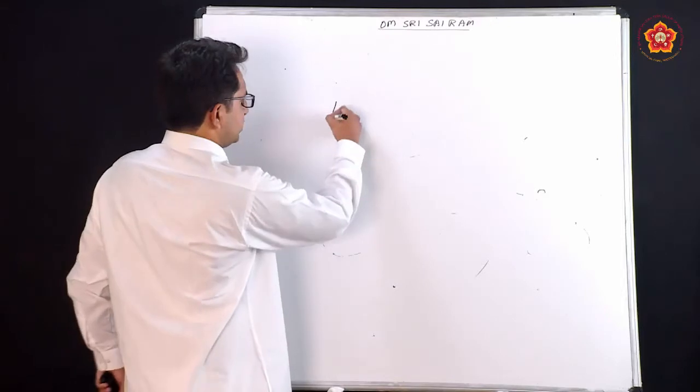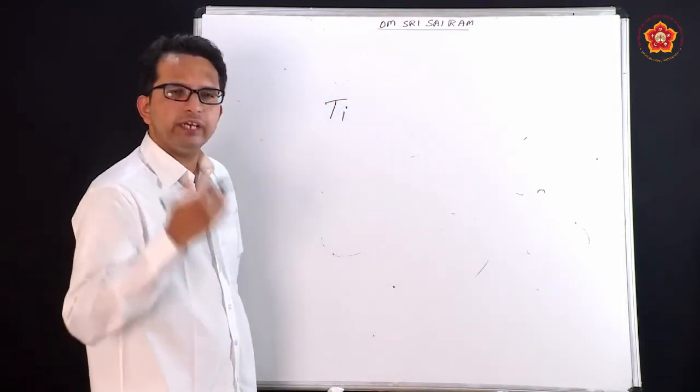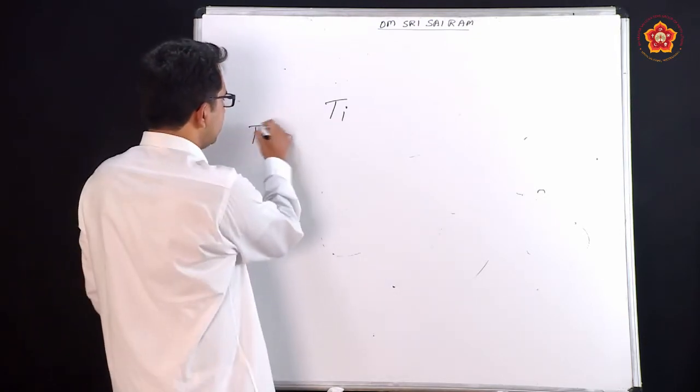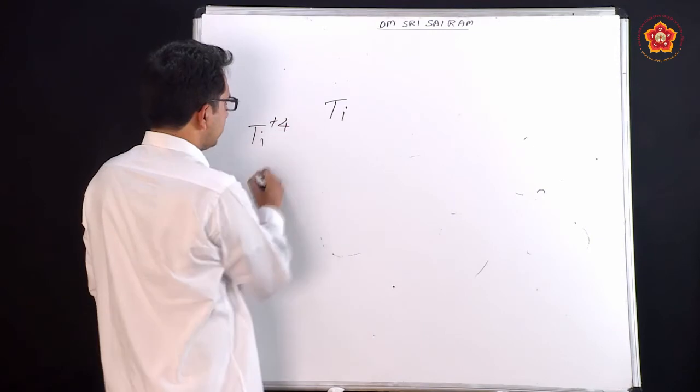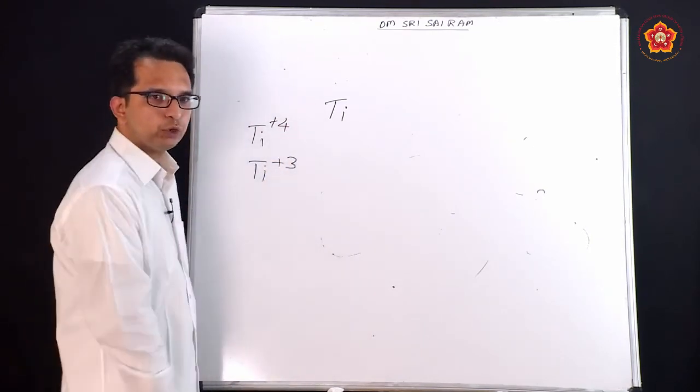Let us see some parts now. Titanium. What is the oxidation state of this titanium? It can be +2, +3, +4. The question now is: is Ti +4 more stable or is Ti +3 more stable? This is the question that has been put up.